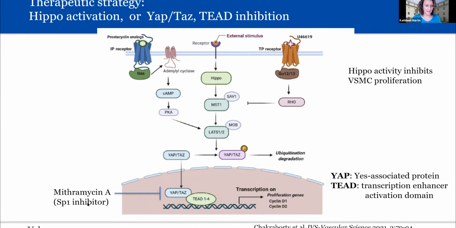And mithramycin A is an SP1 inhibitor that's been shown to influence expression of YAP and TAZ as another way to modulate this pathway and prevent intimal hyperplasia.